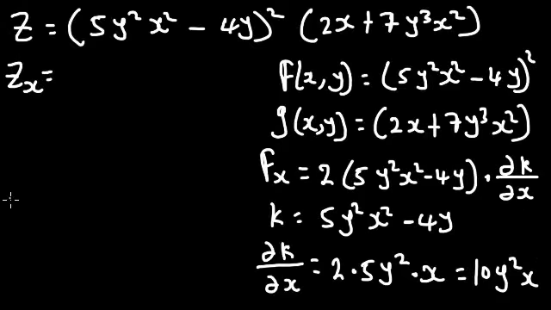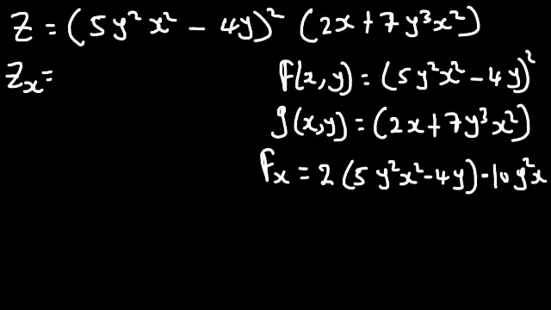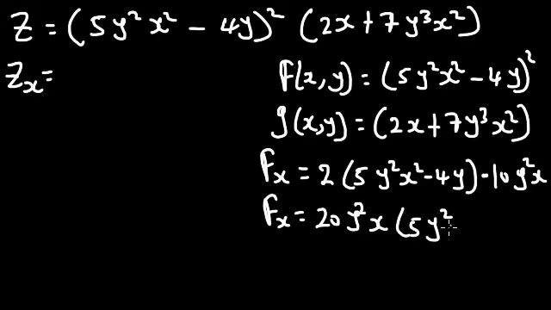Thus, our f sub x, or let me get rid of this instead. I hope you are following. So I'm trying to get rid of this entirely. Well, I don't need to get rid of that all. Let me just get rid of this one. Okay. So instead of that, we can have times 10y squared x. Thus, we have our f sub x. F sub x will now be equal to 2 times 10, that's 20y squared x, multiplied by 5y squared x squared minus 4y. Perfect. So that's f sub x.